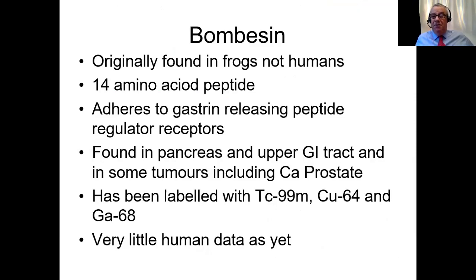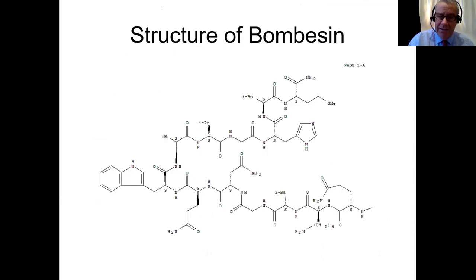So Bombesin was originally found in frogs. It's a frog product, 14 amino acids. It adheres to the gastrin-releasing peptide regulator protein receptor, the GRPRR, snazzy, isn't it? This is found in the pancreas, upper GI tract, and in some tumors, including prostate cancer. Has been labeled with various radioisotopes, but most of the work has been done with technetium-99m, and most of it has been on rats. So this is the structure of Bombesin. So you can see it's a simple polypeptide.